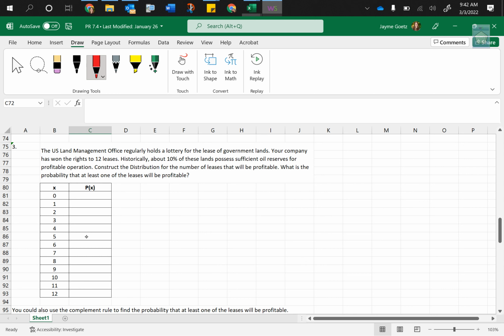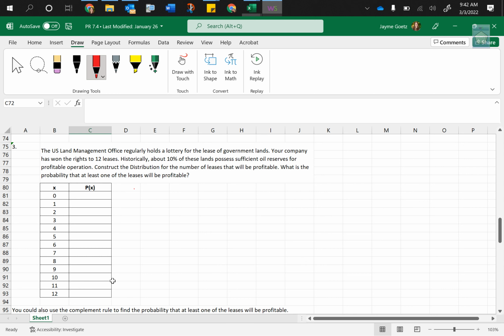So from this information, we have to figure out 3 things. We have to figure out our N value, we have to figure out our P value, which will subsequently give us our Q value, and we want to figure out our X value. Now my first question is N. How many total do we have? 12. They gave us 12 leases. Now the probability of success, we're saying success is that we are going to have sufficient oil reserves for profit. What's the probability that that's going to happen? 0.1, right?